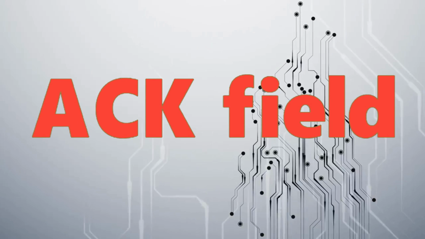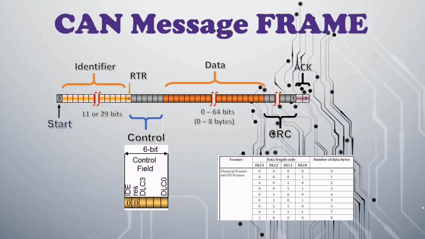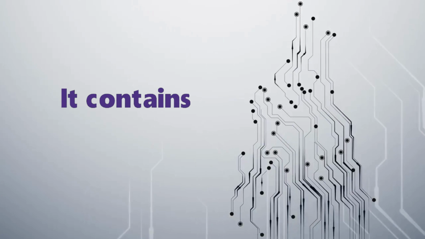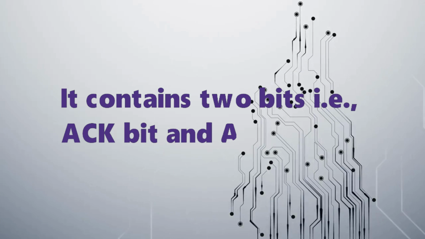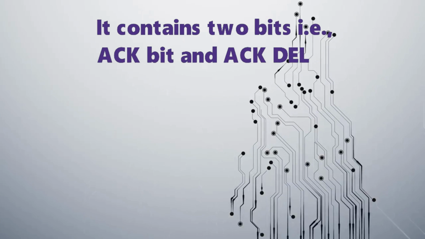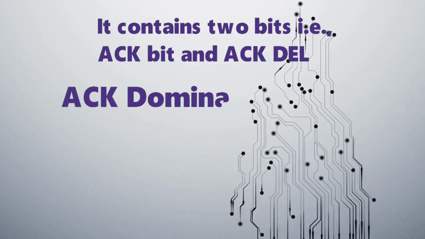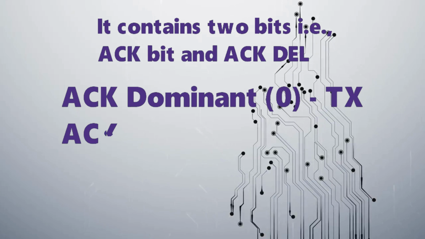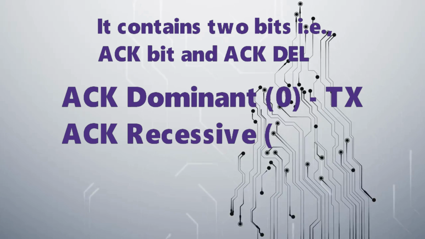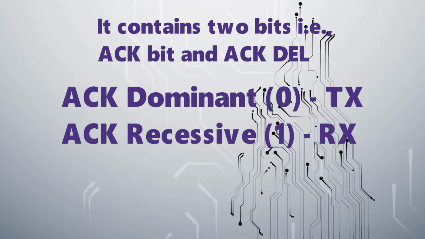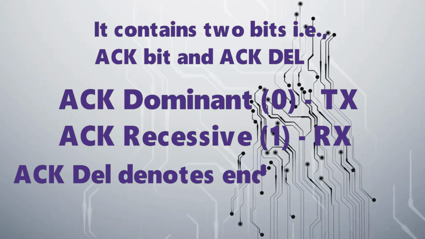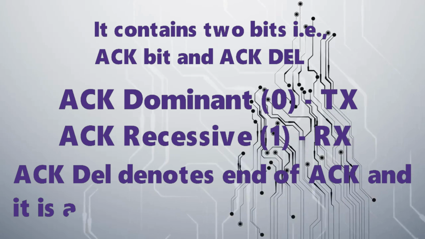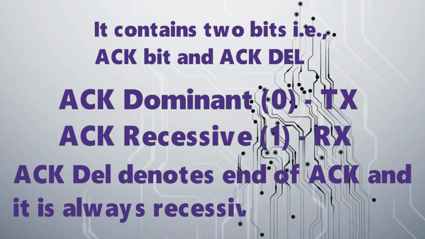Next, acknowledgement field, ACK field. The ACK field is 2 bits wide. It contains the ACK bit and the ACK delimiter bit. ACK dominant and ACK recessive. It can be defined as TX and RX. The ACK delimiter denotes the end of the ACK and it is always recessive.